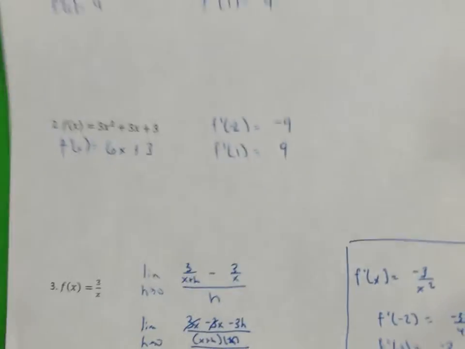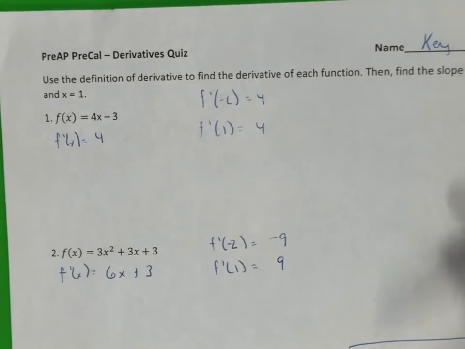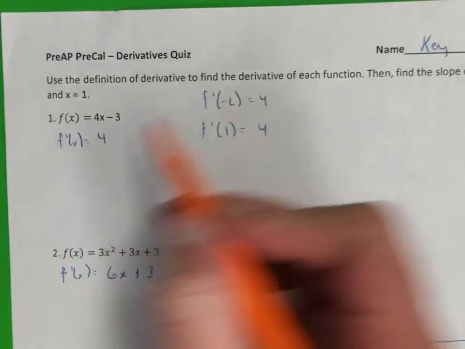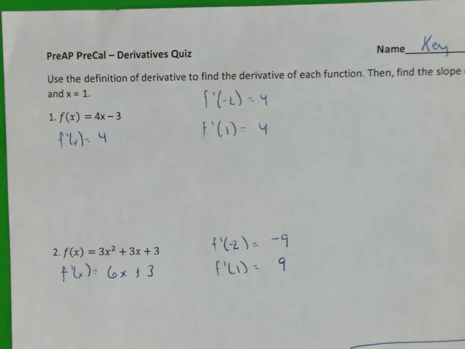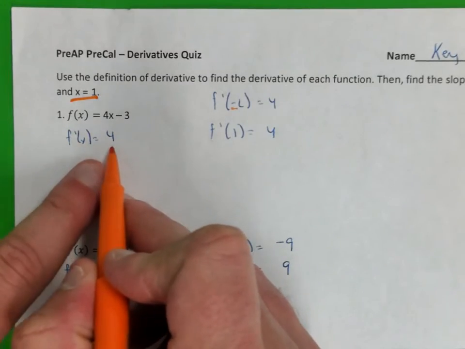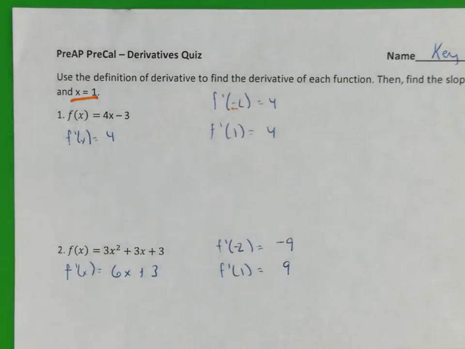Look at number 1. I'm not going to work number 1, but if you seriously have trouble with number 1, then you need to come see me. The f prime of x equals 4. Then I want to find the IROC at x equals negative 2 and x equals 1. Well, if I plug negative 2 in, there's no place to put it, so it is 4 and the other one is 4. So all 3 of those answers are 4.